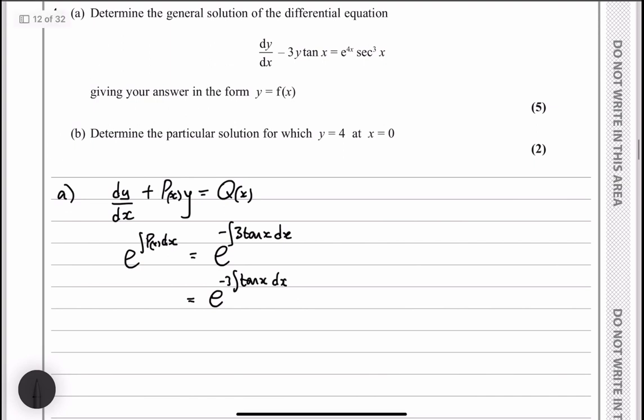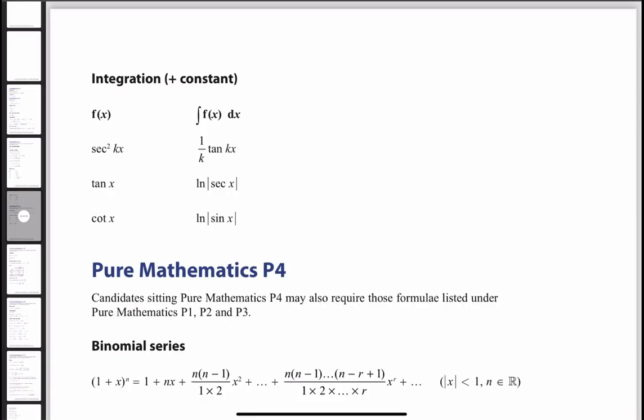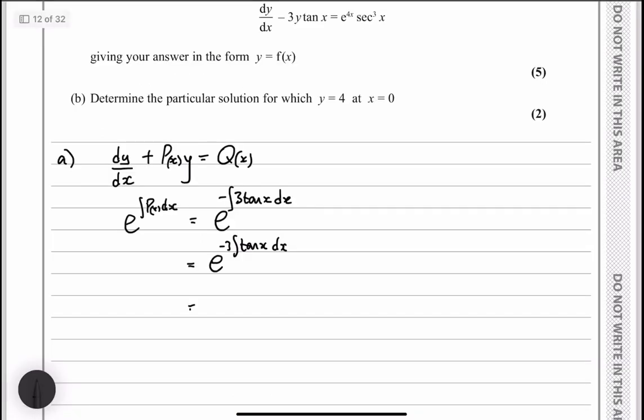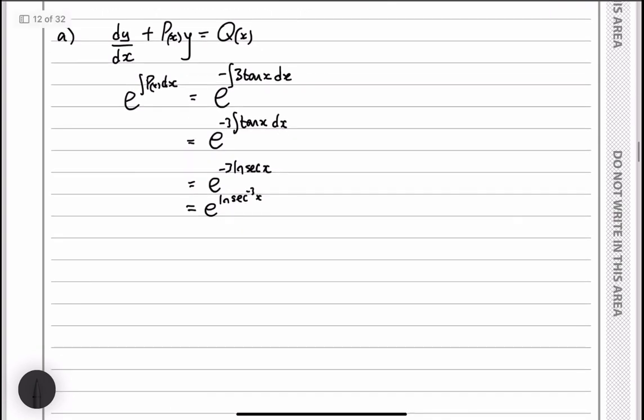And the integral of tan is here in your formula booklet if you need that. It's the natural log of secant x. So that gives us e to the minus 3 natural log secant x, and the minus 3 can become a power. The e and the natural log cancel out to give us secant to the minus 3 x, and that is equal to cosine cubed x. So this is our integrating factor.